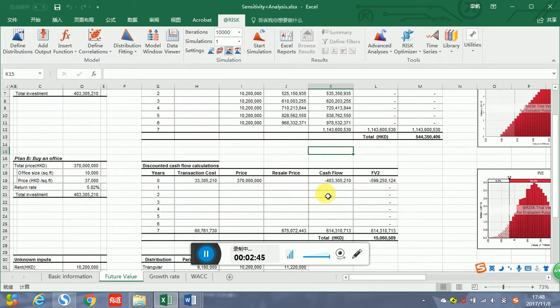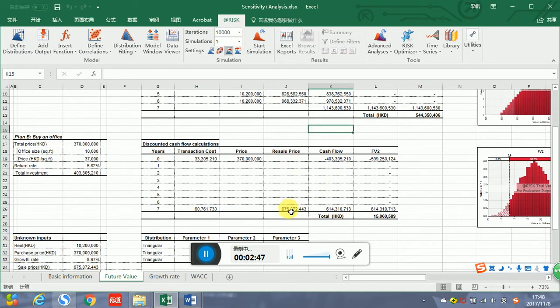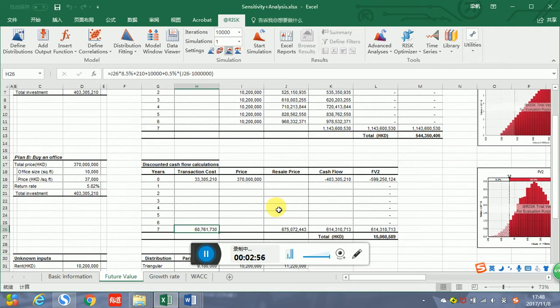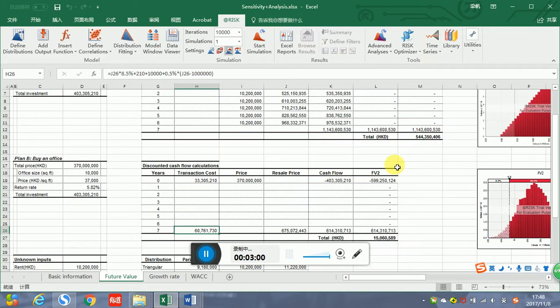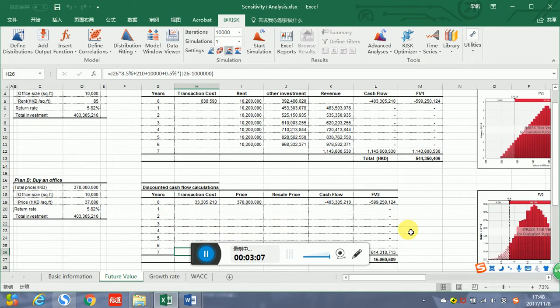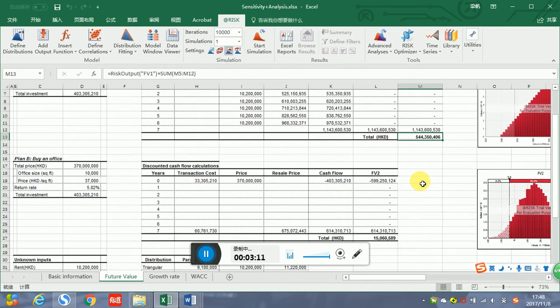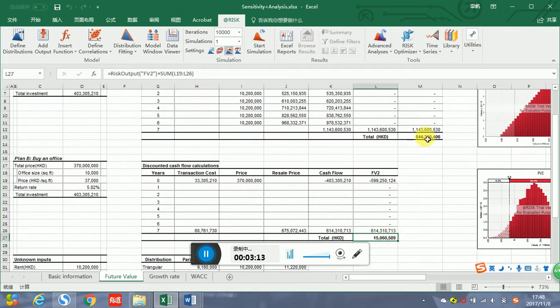For buying an office, we just focus on the resale price and the transaction cost. We assume there are no other income or expenses during these years because there should be the same when we're renting an office, so it won't have some bad influence on the final decision. So in this case, it is better to rent an office than buy an office because the future value 1 is larger than the future value 2.